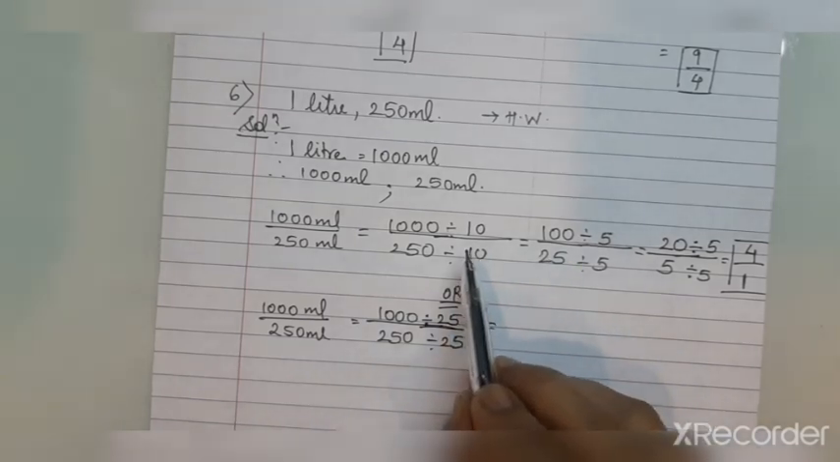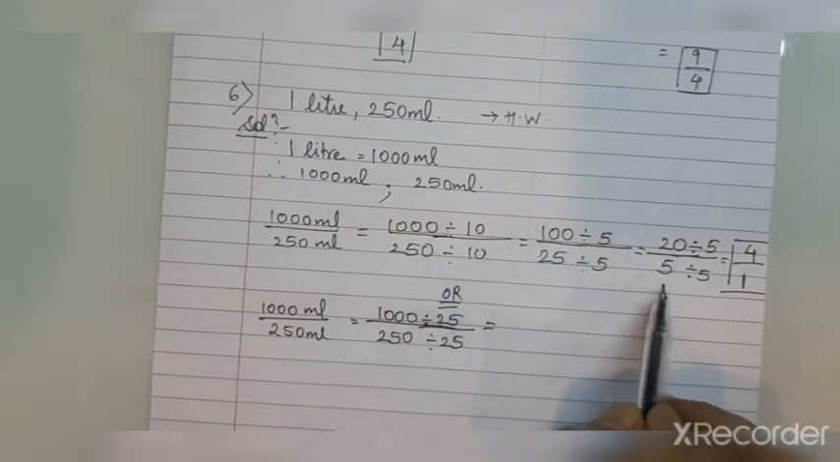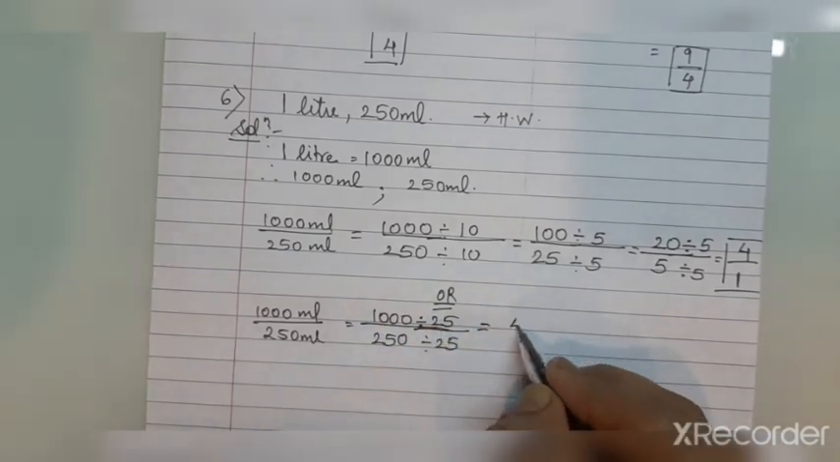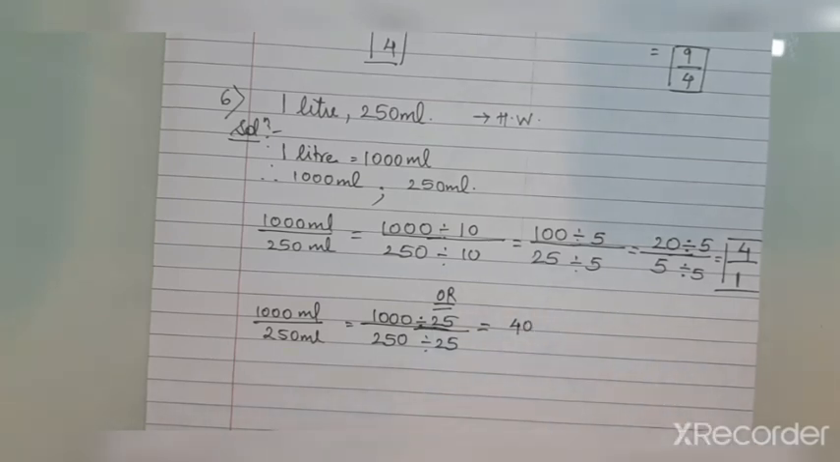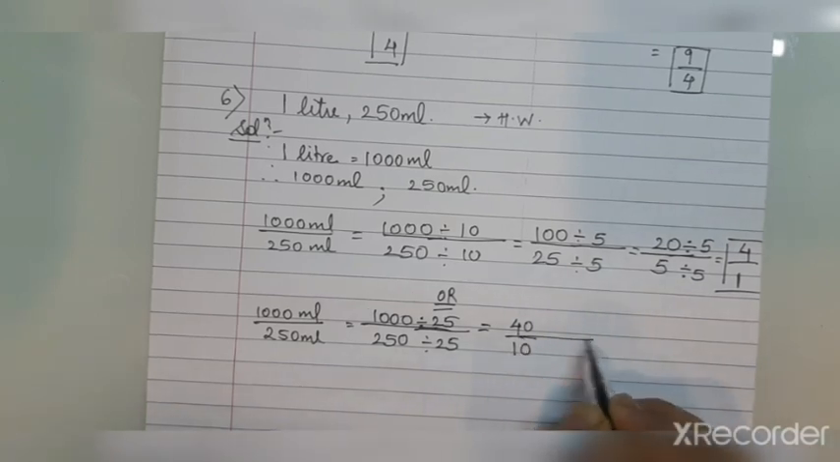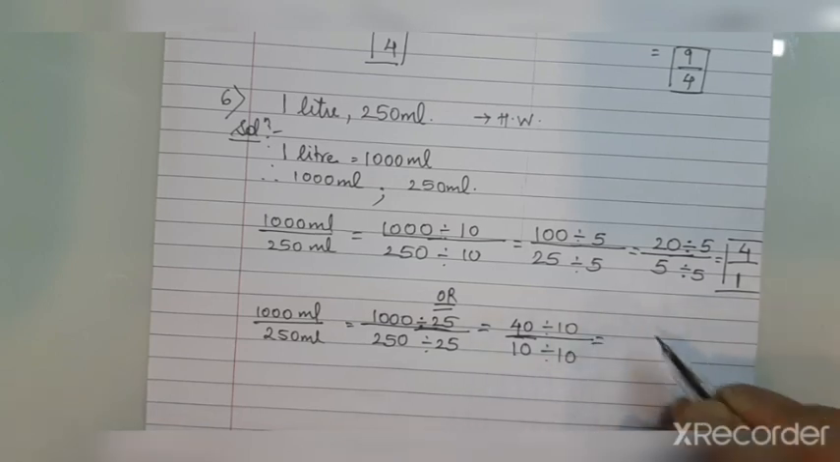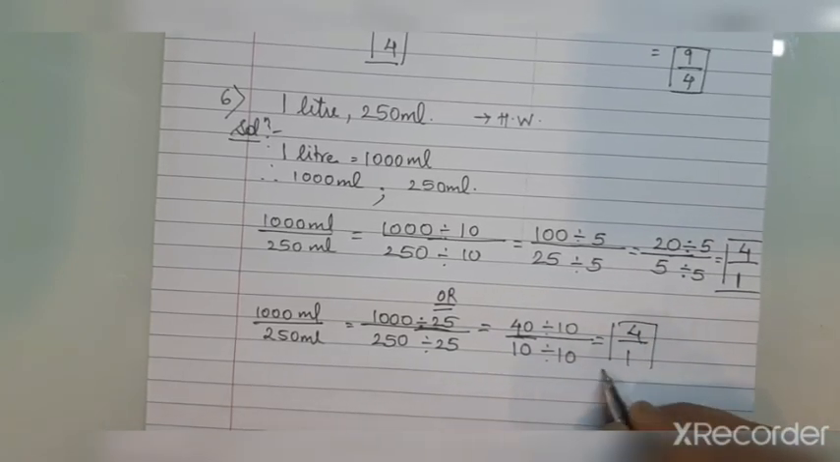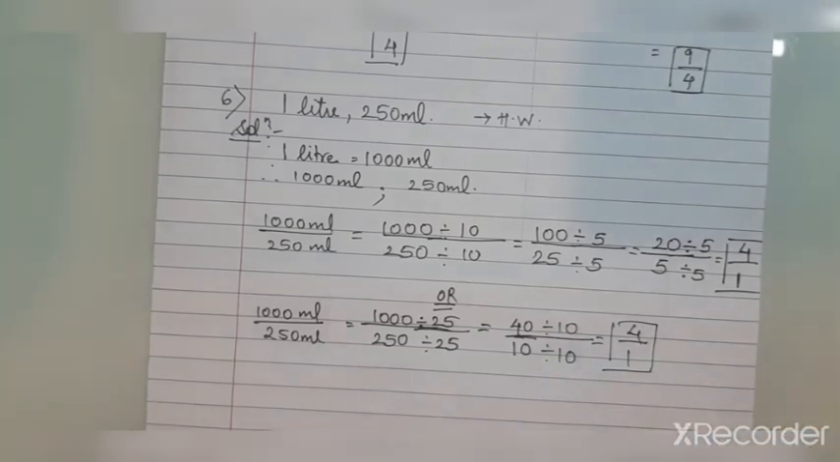So here we have done 1, 2 and 3, 3 steps. If we start with 25, the steps will be less. 25, how many are? 25 40s are 1000, and 25 10s are 250. Now 40 and 10 are present in which same table? 10. So 10 4s are 40 and 10 1s are 10. So here you will see that the steps are less.